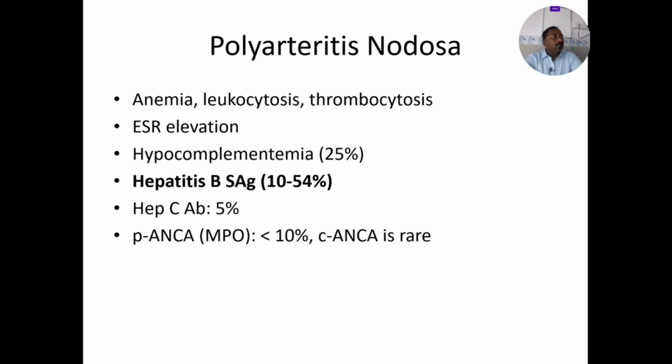Hep B associated polyarteritis nodosa. Hep C antibodies in about 5% of the cases. And P ANCA less than 10%. C ANCA is almost rare. So you need not remember the C ANCA and the P ANCA relation, but one thing is very clear that it is associated with Hep B very commonly, to the tune of about 30 to 50% of the cases.